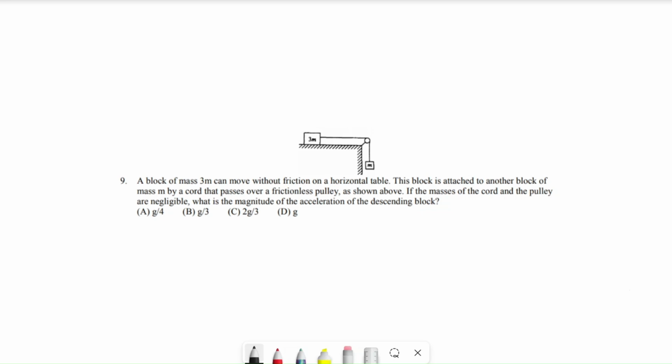So doing that, let's go ahead and do that with the 3m block here. Setting up our Newton's second law equation, sum of forces is equal to mass times acceleration. We know our mass is going to be 3m and our acceleration is just going to be a. And then the sum of forces are what are the forces acting on it.